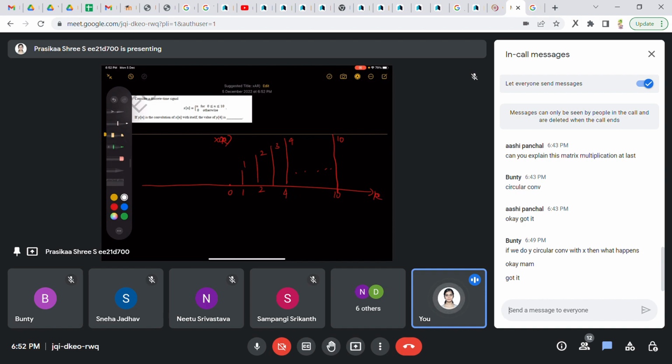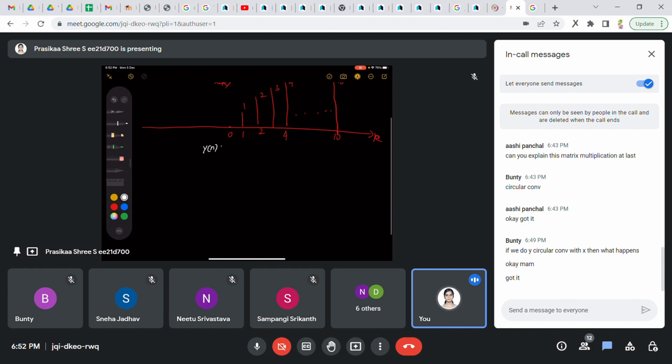Right, what is the convolution formula you know? y of n is equal to sigma, k equal to minus infinity to infinity, x of k, h of n minus k. So here h is nothing but x itself, because the question says x of n is convolved with itself. So x of k, h of n minus k. Now they are asking us to find the value of y of 4: x of k, h of 4 minus k.